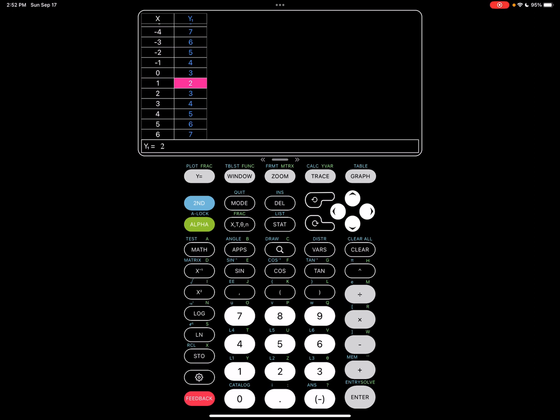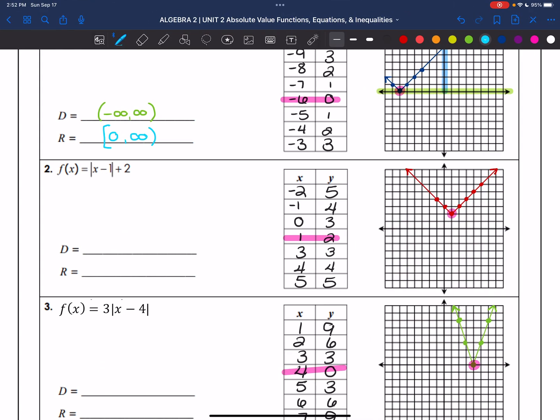And then I'll get the points that are around that. And that's what I've got here on this table. I've used those points to graph on my little graph there. And I've highlighted this. I'm going to just call them V for vertex. That's where the vertex is. I'm highlighting that.